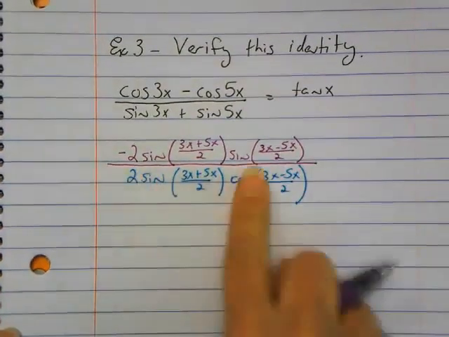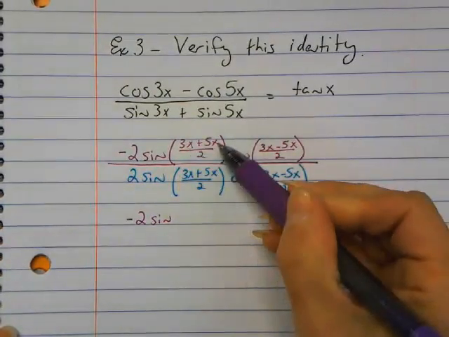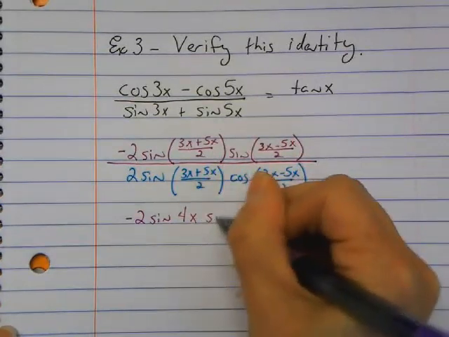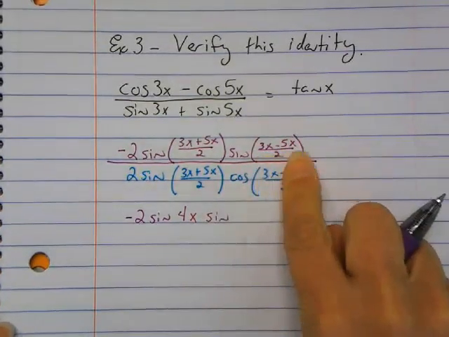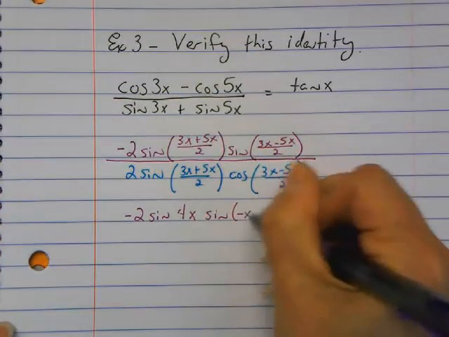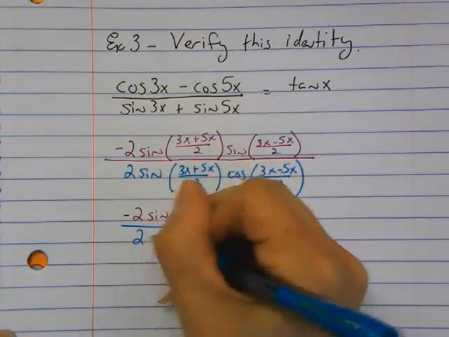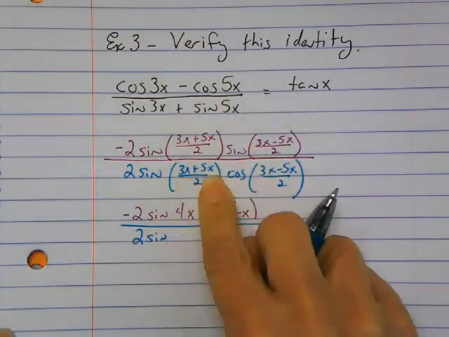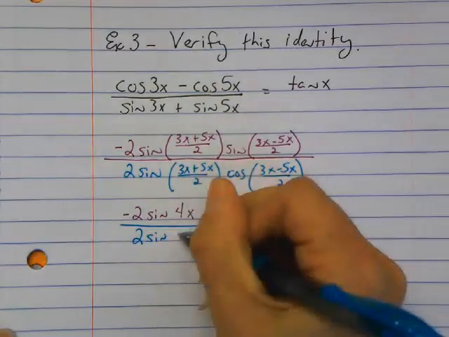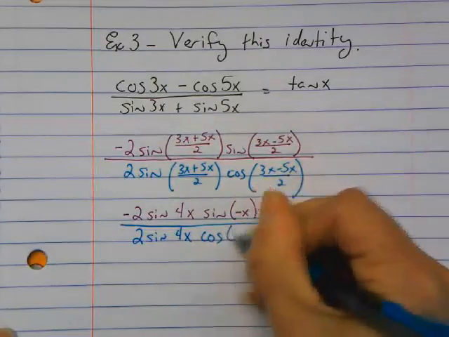So my numerator is going to clean up to negative 2 sine, 3x and 5x is 8x divided by 2 is 4x. Sine 3 minus 5 is negative 2x divided by 2 is a negative x. Alright, let's see what we can do with the denominator. 2 sine, 3 plus 5 is 8, 8 divided by 2 is 4. Cosine negative x.